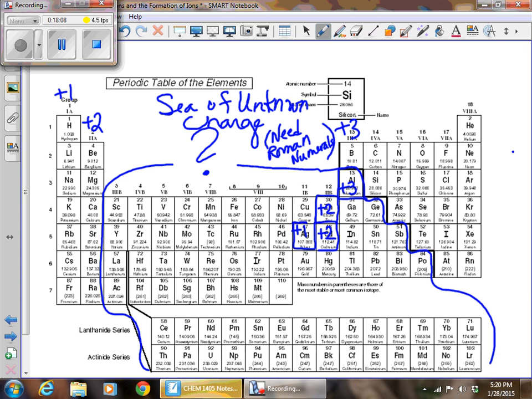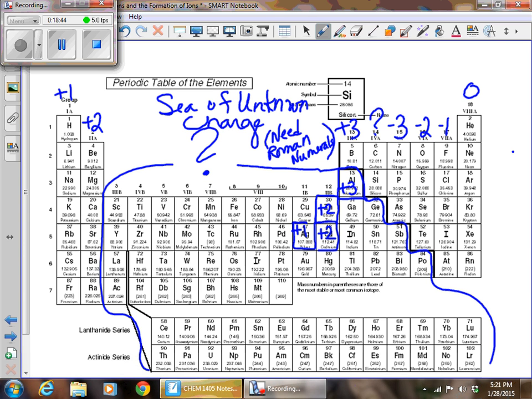If they're in the sea of unknown charge, they need Roman numerals. Now, this +3 extends down to the staircase. There's a question mark for group 4A. Group 5A, again, extends down to the staircase, -3, -2, and these are common charges for oxygen's group, -1 for the halogens, and then 0 over here for the noble gases. They don't form ions.